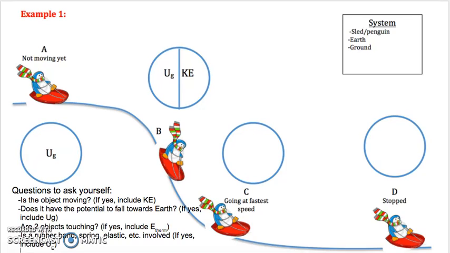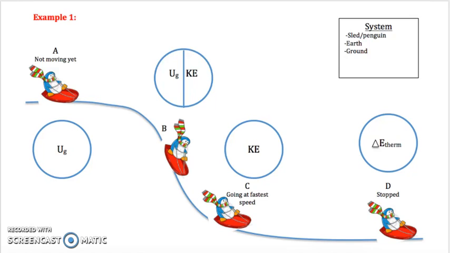But when that object has stopped, we know that all of the energy that it did have has now changed into thermal energy. So all the potential and kinetic energy that that sled had or was holding eventually all turns to E therm, which dissipates into the atmosphere. Okay, so those are your 4 pie charts for the first example.